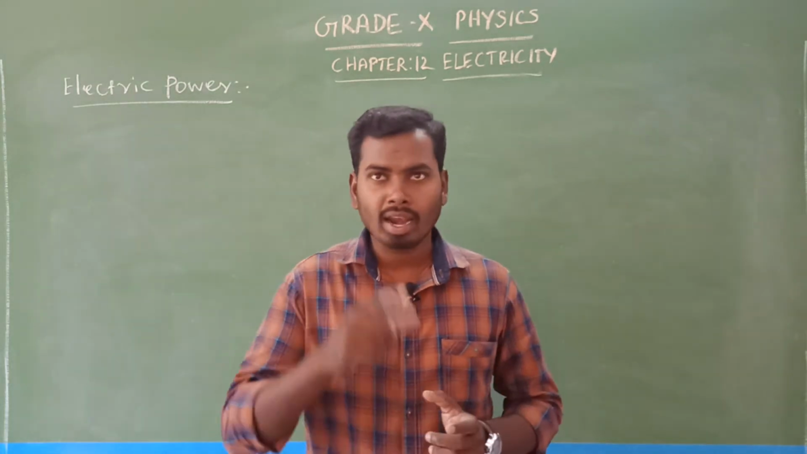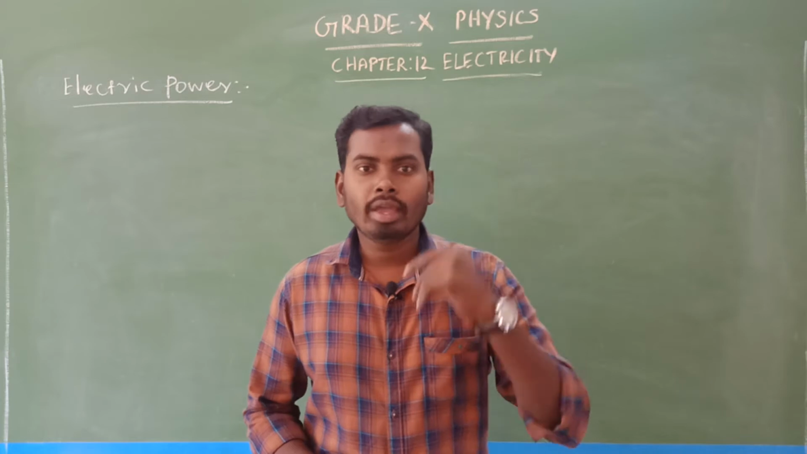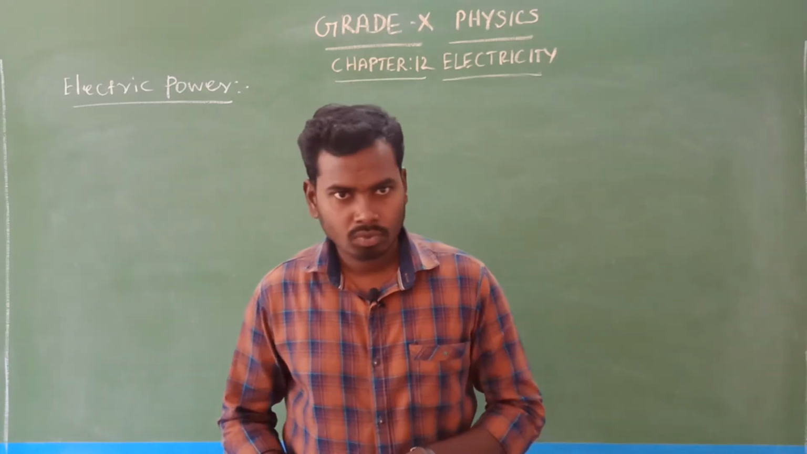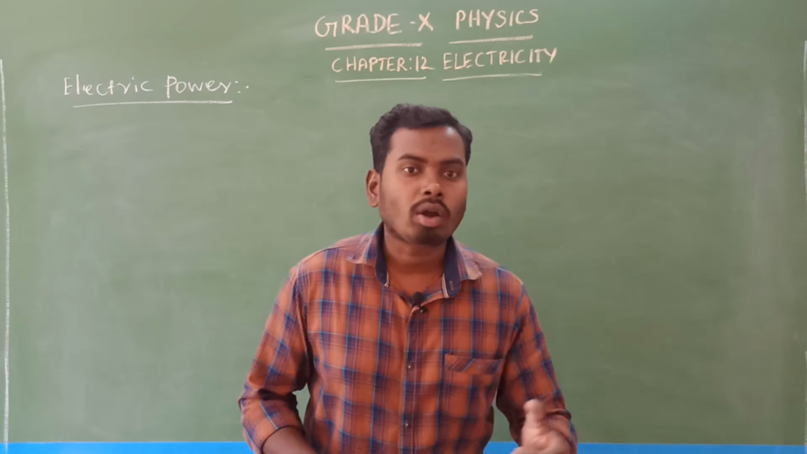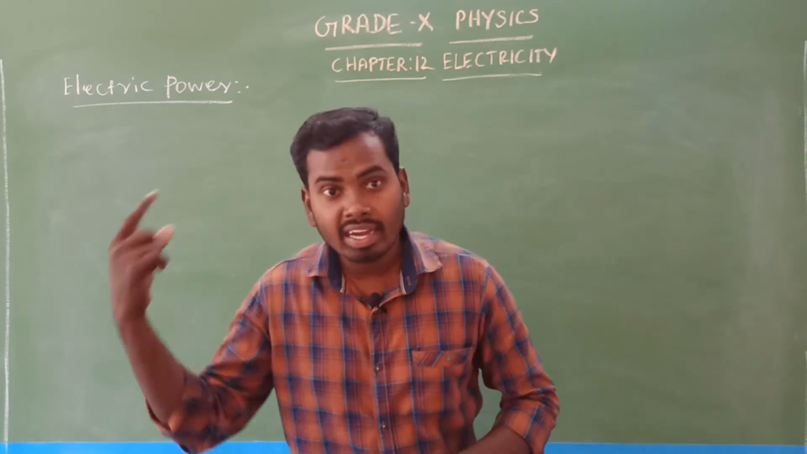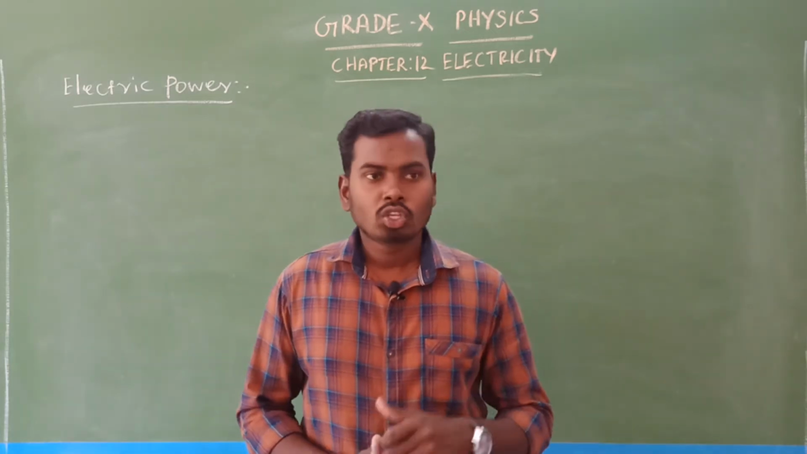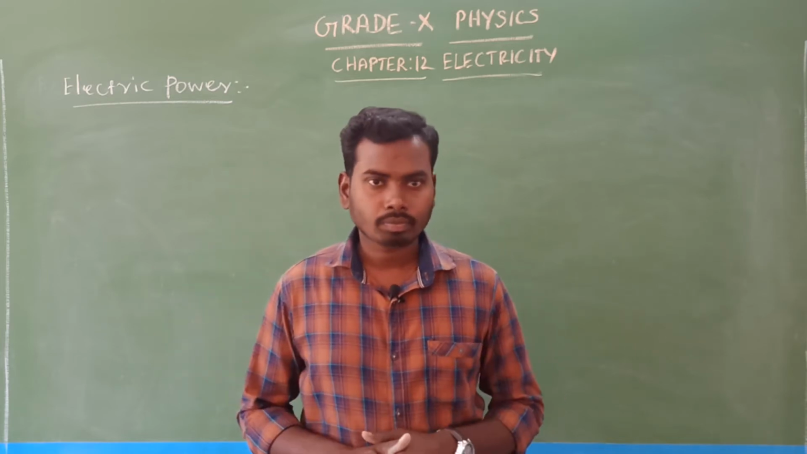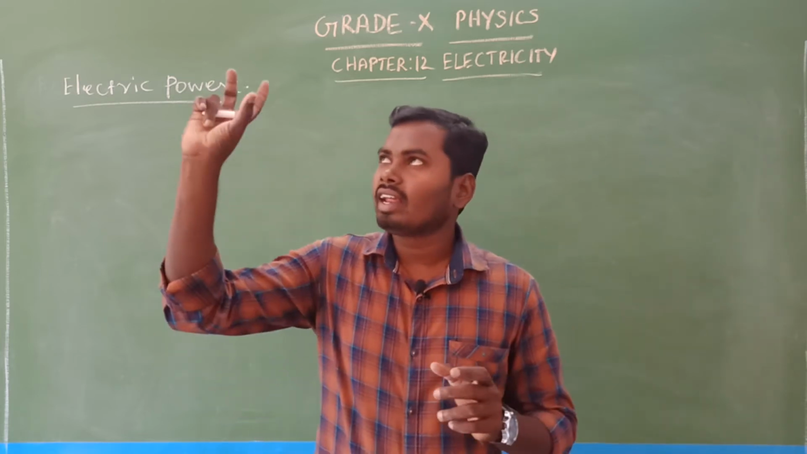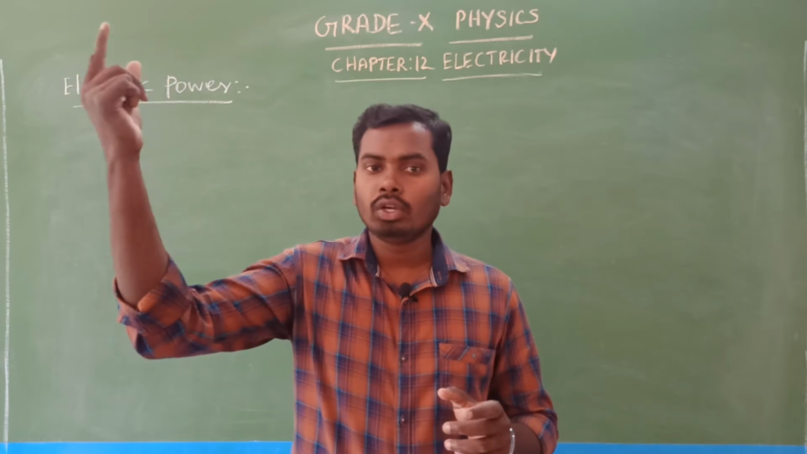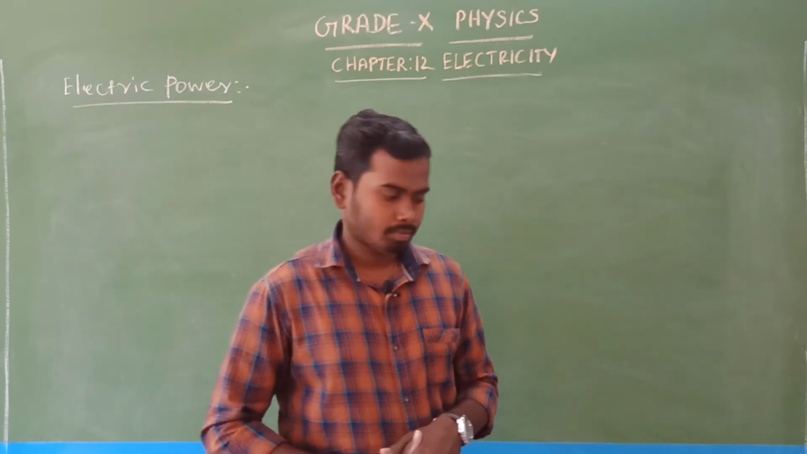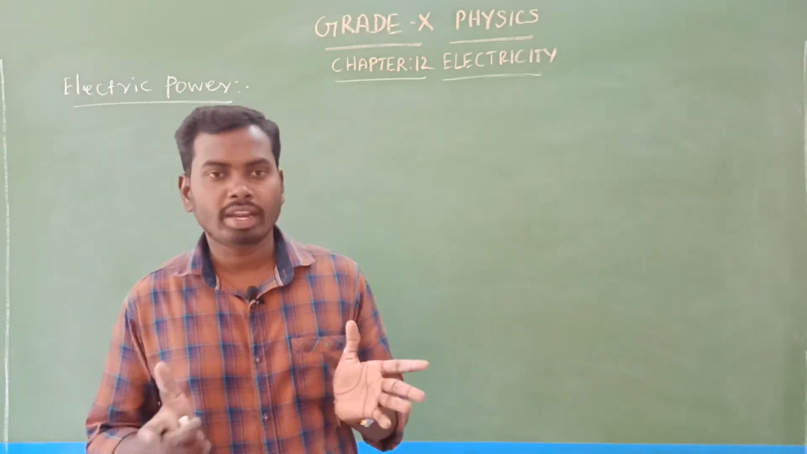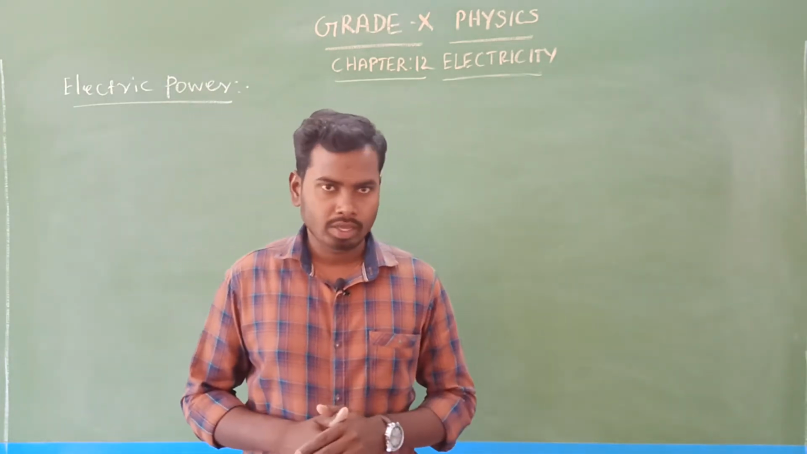When you switch on the bulb, the electric bulb starts glowing. So here the electric energy is converted into light energy. When you switch on the iron box, what will happen? Here the electrical energy is converted into heat energy. When we switch on the fan, it automatically rotates. So here the electrical energy converts into mechanical energy. Very easy one.